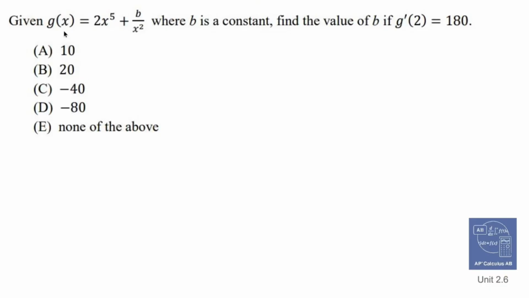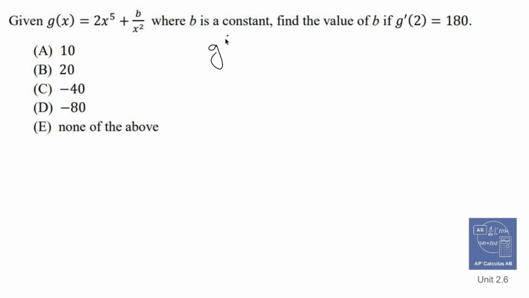I like this one. This is going to be pretty fun. Given g of x equals 2x to the fifth plus b, where b is some constant that we don't know, over x squared, find the value of b if g prime of 2 is 180. So what I have to do is take the derivative of this guy.